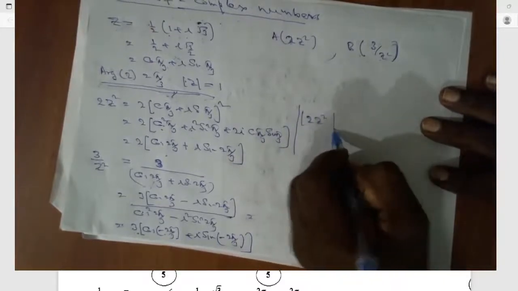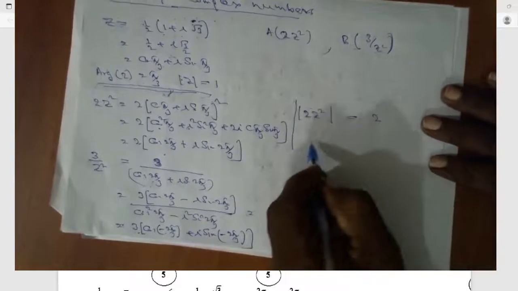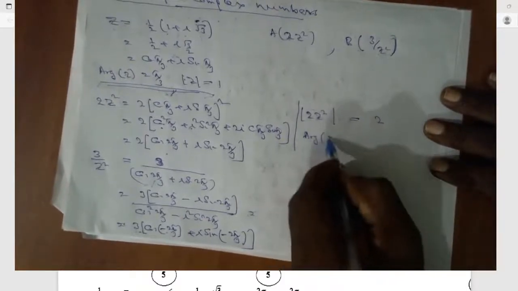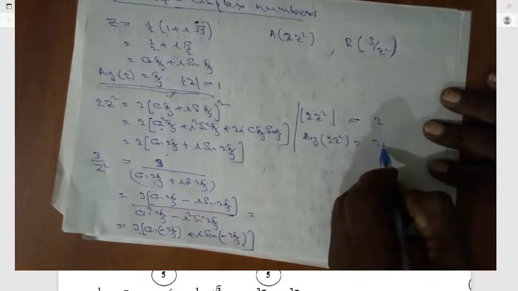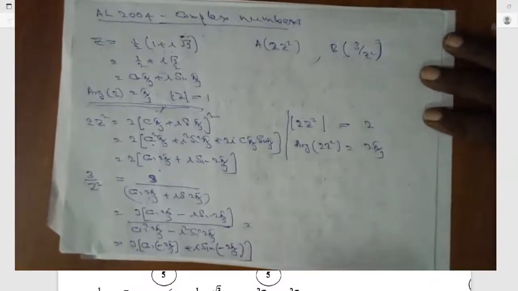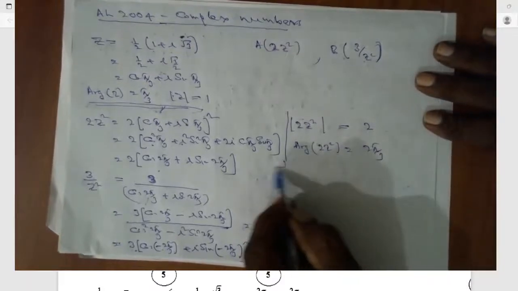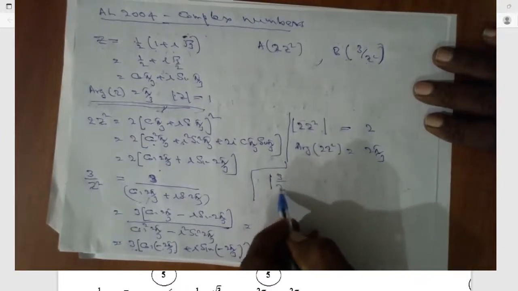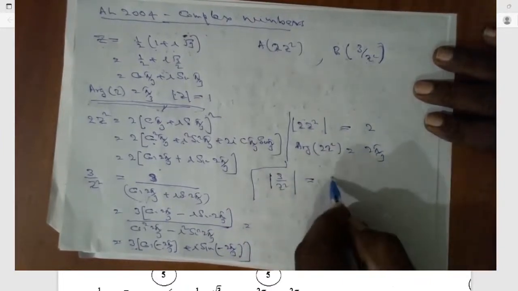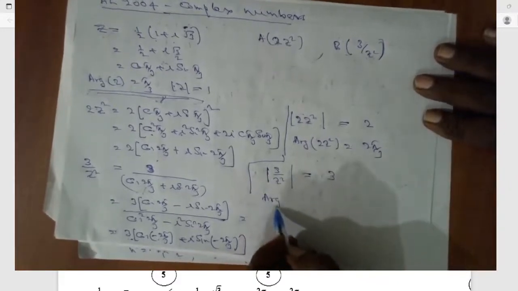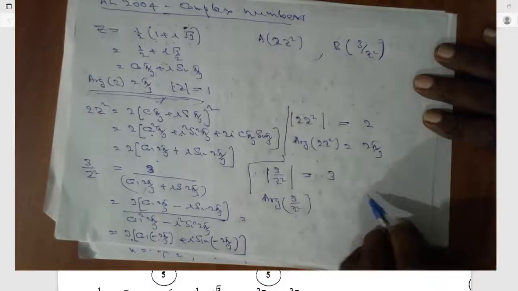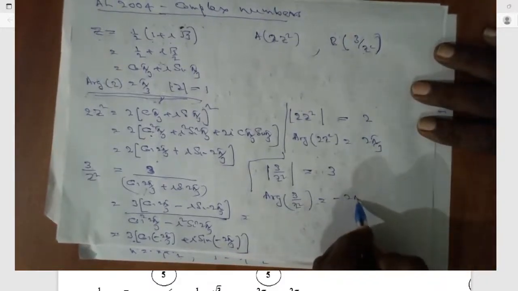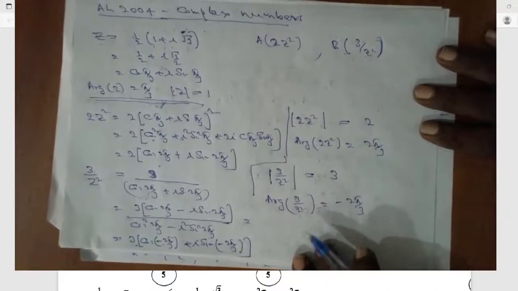Now you can mention that the modulus of 2c squared is 2. Arg 2c squared, what is that? 2 pi by 3. Is it clear? What is the modulus of 3 over c squared? That is 3. What is the argument of 3 over c squared? Minus 2 pi by 3. Right.